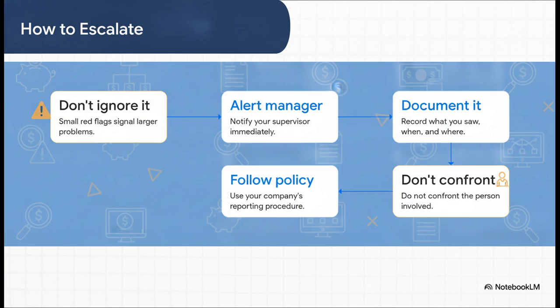First, do not ignore it. Small red flags usually signal much larger problems. Second, alert your manager or supervisor immediately. Seriously, do not try to fix it yourself. Third, document exactly what you saw, when you saw it, and in what system. Fourth, do not confront the person involved. You are an accountant, not a detective, okay? Confronting them just gives them a chance to destroy evidence.